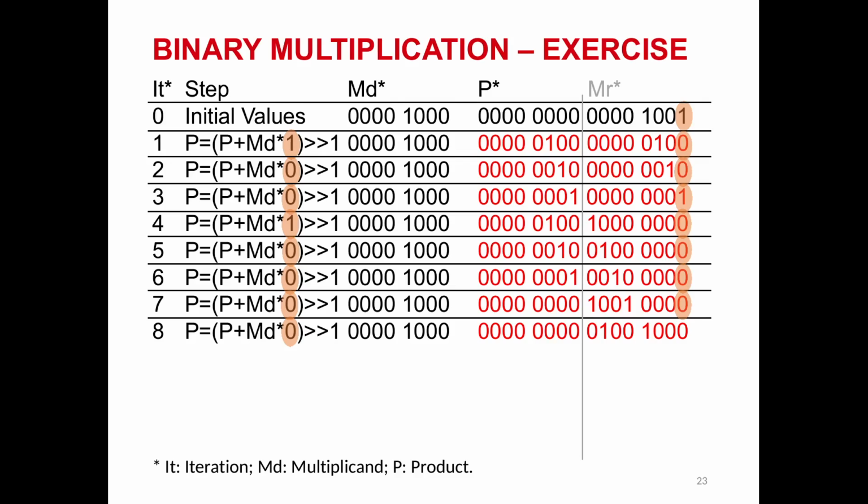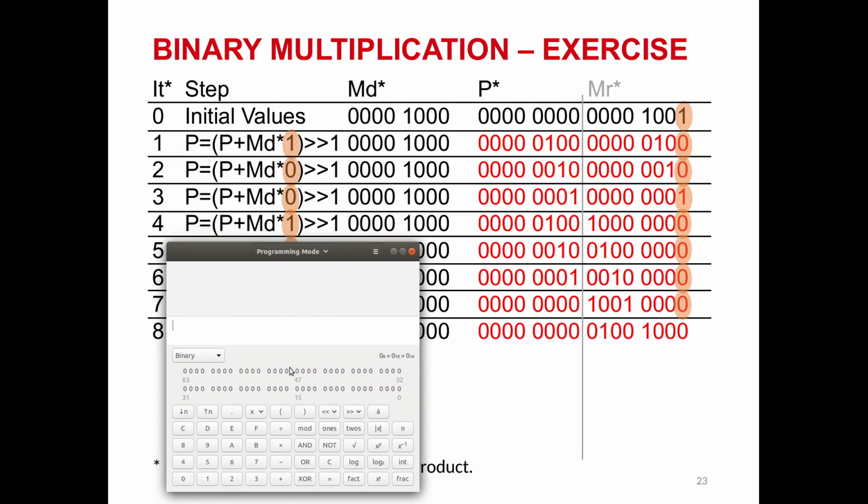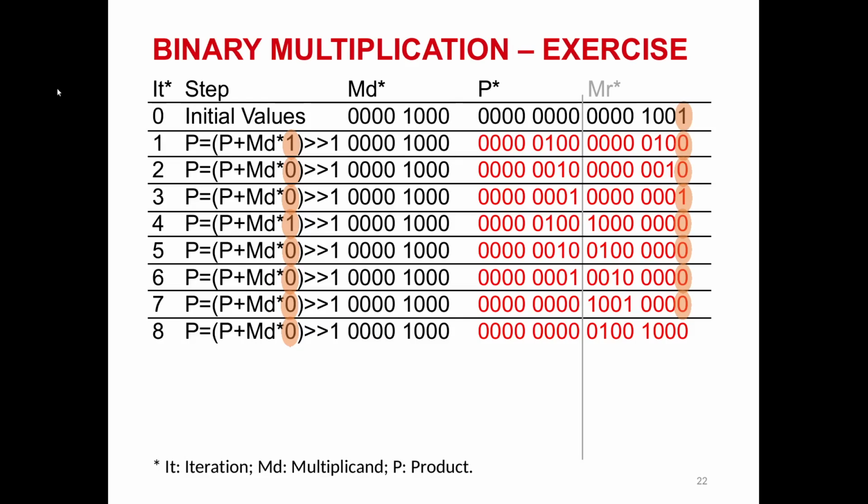Of course we can check it by our calculator in programming mode. So here is 0 1 0 0 1 0 0 0 0 1 0 0 and then 1 0 0 0. So here you can see in decimal the result is 72. It is equal with 8 by 9.